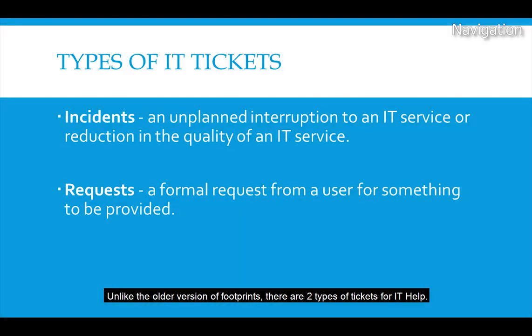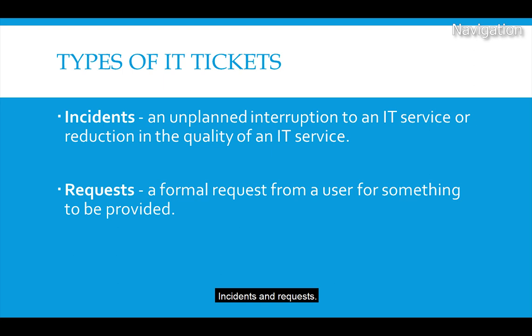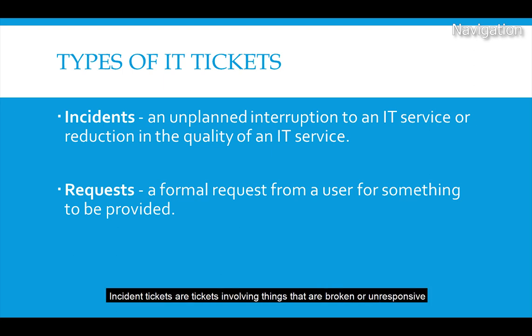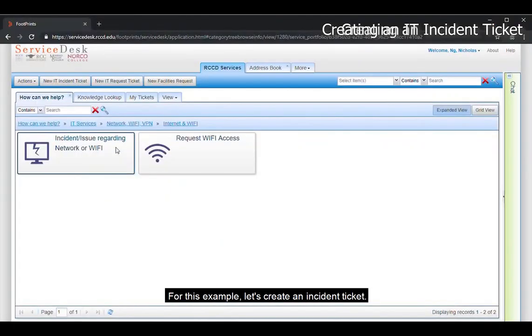Unlike the older version of Footprints, there are two types of tickets for IT help: incidents and requests. Incident tickets are tickets involving things that are broken or unresponsive. For example, if you can't log onto the Wi-Fi, you would open an incident ticket. Request tickets are used for requesting things, like requesting access to a shared drive or requesting a quote. For this example, let's create an incident ticket.